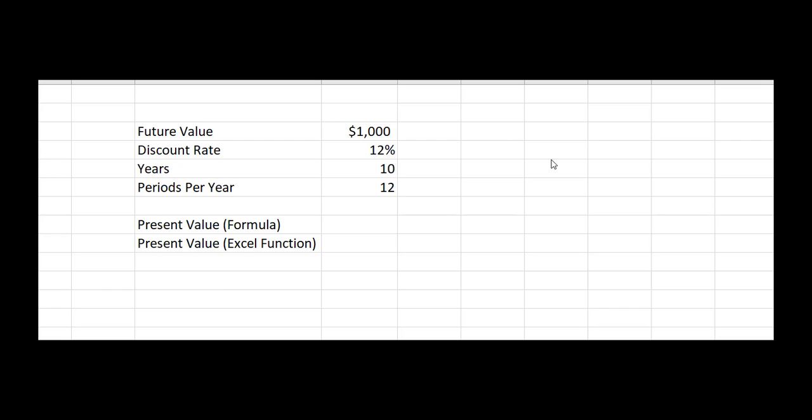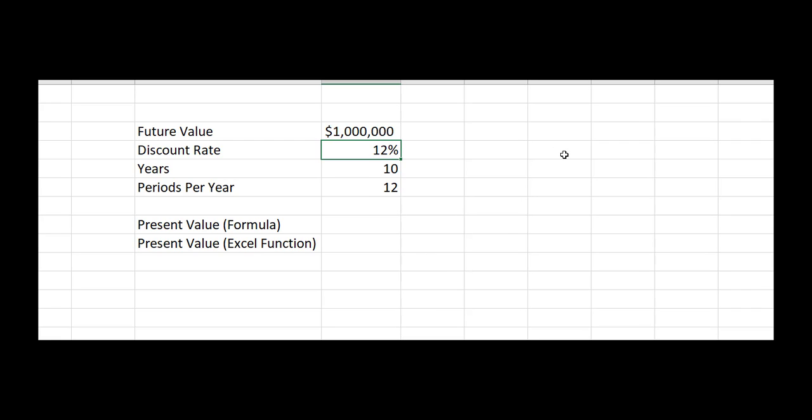So here is the question I have for you. Let's imagine that 10 years from now, someone promises to give you $1 million. I'm just going to cut you a check for $1 million in 10 years. My question to you is, would you rather have $1 million 10 years from now, or would you rather have $800,000 right now, today?